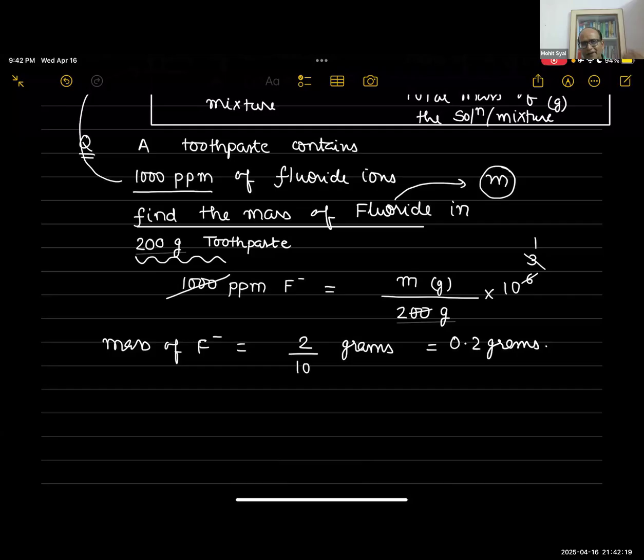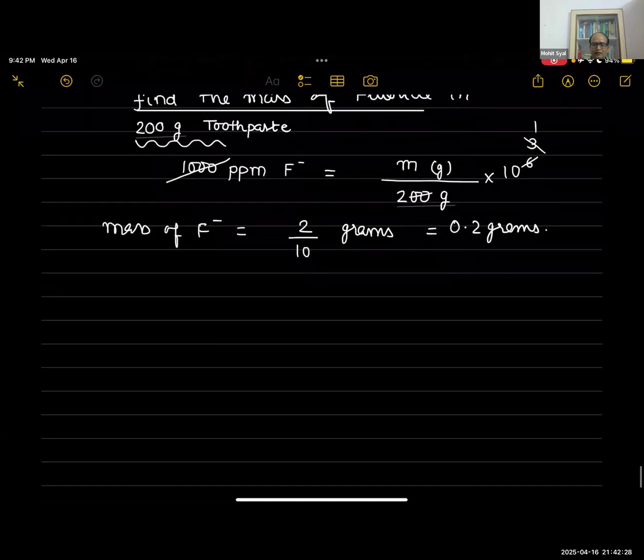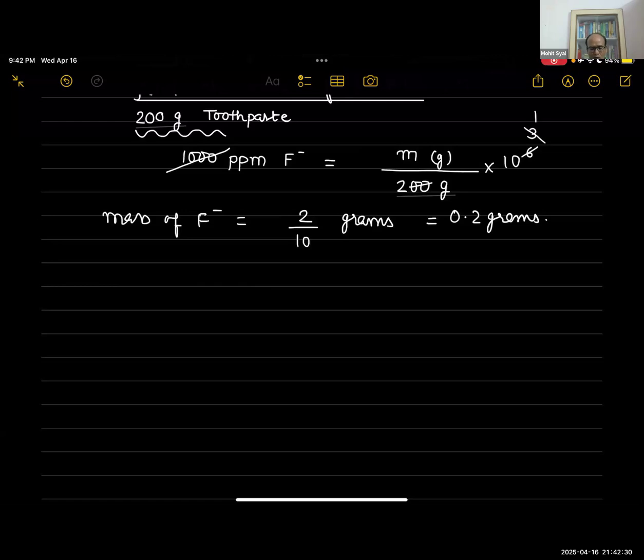Ppm can be with respect to mass if you take mass by mass, and ppm can be with respect to volume. Okay. Let's move on to mole fraction.